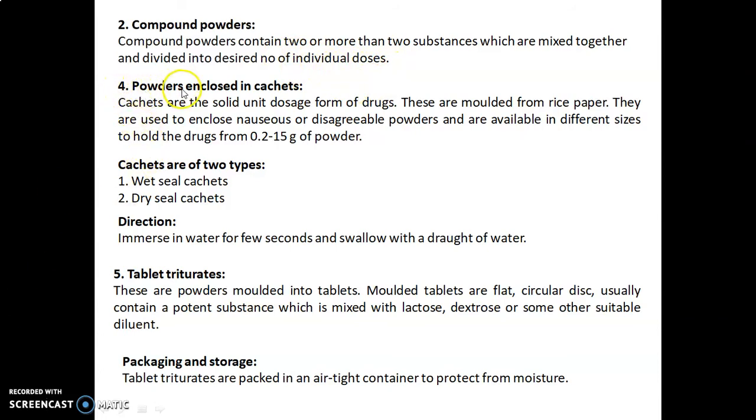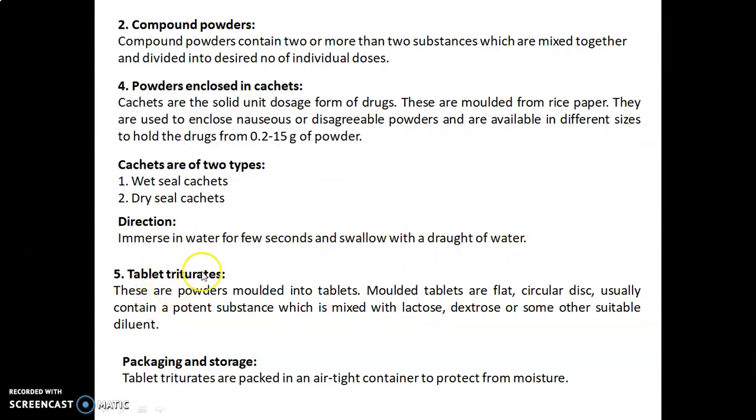Fourth one, that is powders enclosed in cachets. Cachets are solid unit dosage forms of drugs. These are molded from rice paper. They are used to enclose nauseous or disagreeable powders and are available in different sizes to hold drugs from 0.2 to 15 gram of powder. Cachets are of two types, that is wet seal cachets and dry seal cachets. Direction for this is immerse in water for a few seconds and swallow with a draught of water.